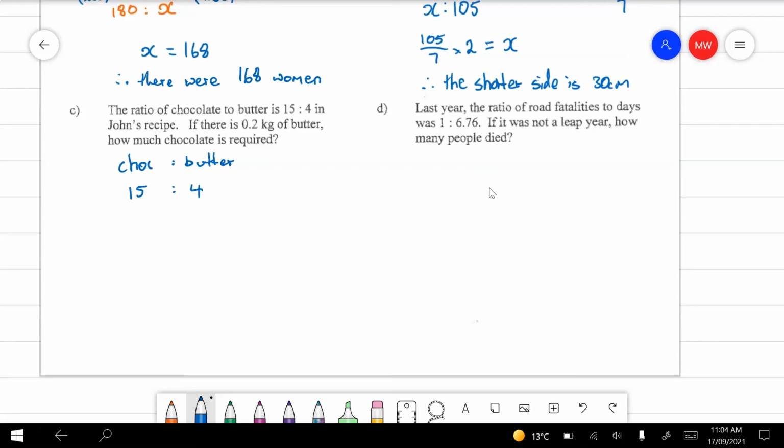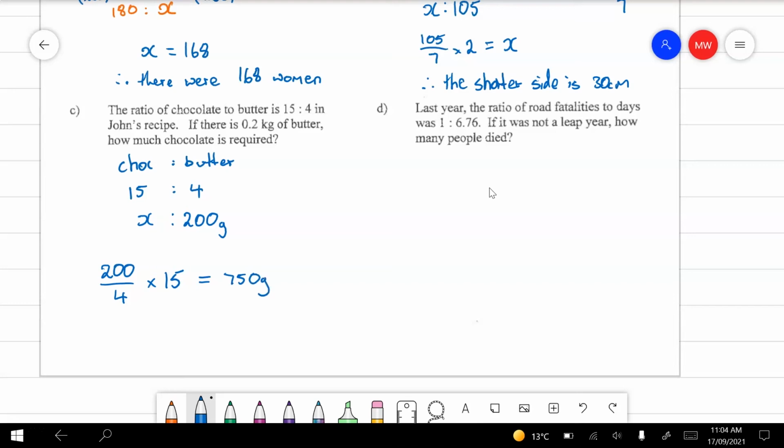If there's, I'm going to just change this. If there's 200 grams, I don't like working with decimals if I don't have to. How much chocolate is required? Okay, how did I turn that 4 into 200? So remember, the other way of writing that is if I put 200 over 4, I don't have to do too much work that way, and I can just multiply that by 15, and that will give me how much chocolate there is, which is 750 grams.